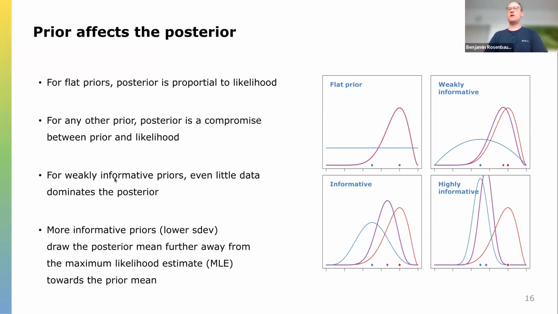So for weakly informative priors, for instance this one here, the second is very weakly informative. Just one data point here can draw the posterior towards the likelihood. However, for more informative priors, you would need more information from the data to overcome your initial belief, which is encoded in the prior.